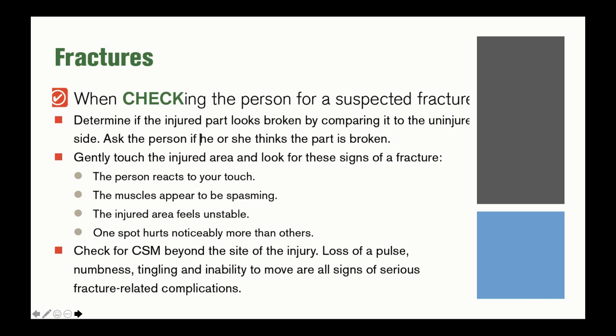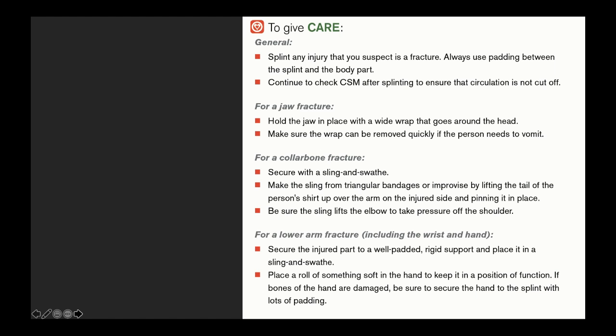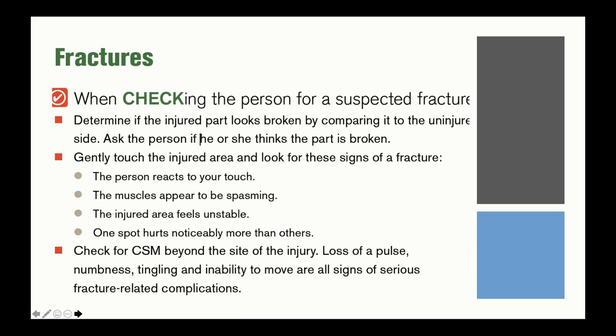So if the person reacts quickly to the touch, there are muscle spasms near the area that you're touching, the injured area feels unstable, and one spot hurts noticeably more than others. So if you're feeling up and down the arm, there's a very specific point where the person is feeling that pain. Where the person is feeling that pain, there's a chance that that is a fracture.